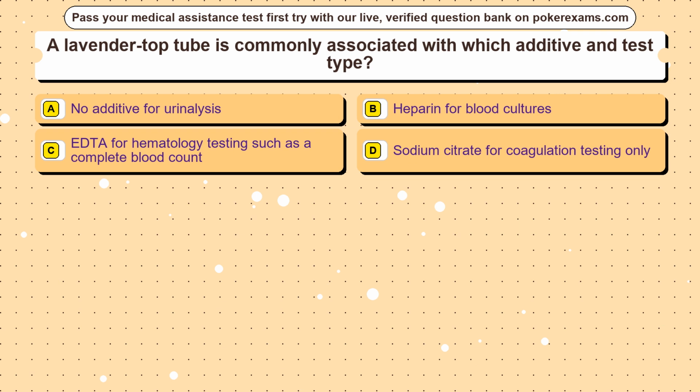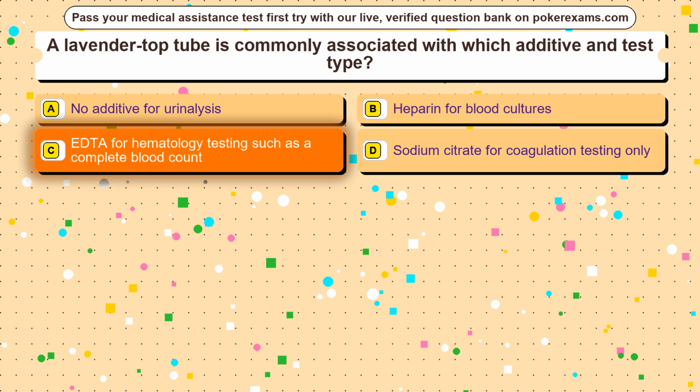Question 18. A lavender top tube is commonly associated with which additive and test type? Option A, no additive for urinalysis. Option B, heparin for blood cultures. Option C, EDTA for hematology testing such as a complete blood count. Option D, sodium citrate for coagulation testing only. The correct answer is option C, EDTA for hematology testing such as a complete blood count.